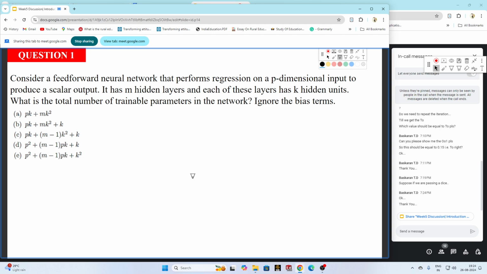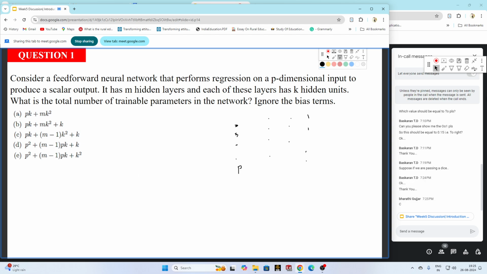Consider a feed forward neural network that performs regression on a p-dimensional input. So we have a p-dimensional input, let's say this dot, and the number of neurons here is p. It takes the input to produce a scalar output. It has m hidden layers. Now we will have hidden layers, like let's say these are input neurons, and these are hidden layers.